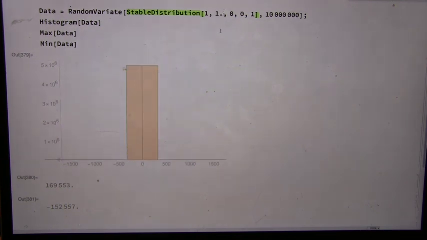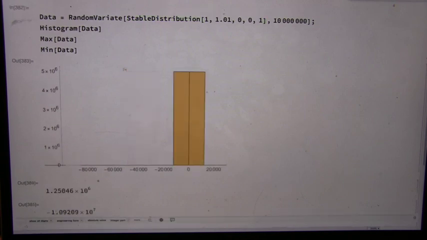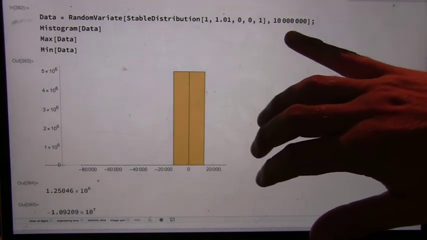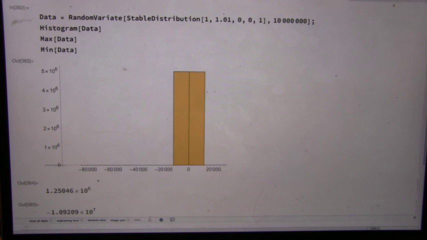But I'm going to put it at 1.01 now. Let's see what we see. Now we're seeing our really large maximum and minimums. So here maybe we could eliminate 1.5 and 1.2 if we saw these 10 million points of data. And it's starting to look a lot like that Cauchy distribution.